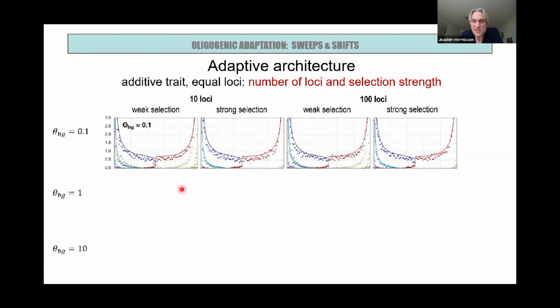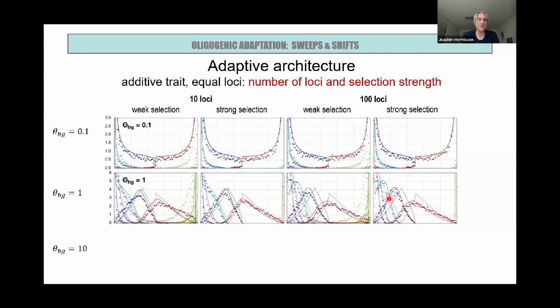So what that shows is that it's not the number of loci that matters. You could have 1,000 loci or 10,000 or whatever. If the total mutational input is not larger than that, we always get the same pattern. Good, let's go on with that and now get to theta background equals 1. What we see here is that this pattern is still largely independent of the number of loci and also independent of strong or weak selection.